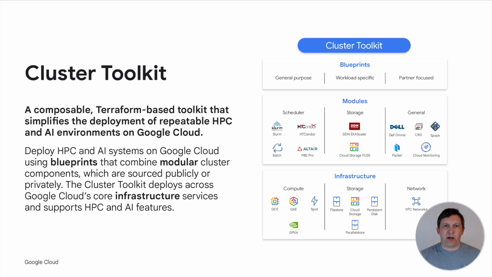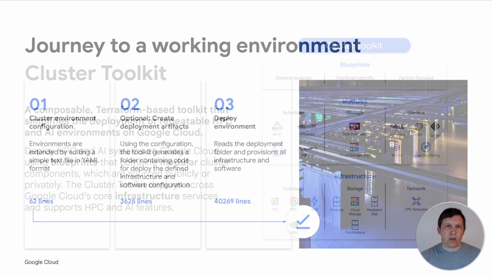The toolkit is provided with several example blueprints, and users customize them or build them entirely anew to meet their needs. These blueprints reference modules that the toolkit supports, and these modules break down into several types like scheduler and storage. These modules deploy onto our cloud infrastructure we just talked about and run your HPC AI workloads. Let's take a look at how these pieces come together and how the toolkit works to deploy your environment.